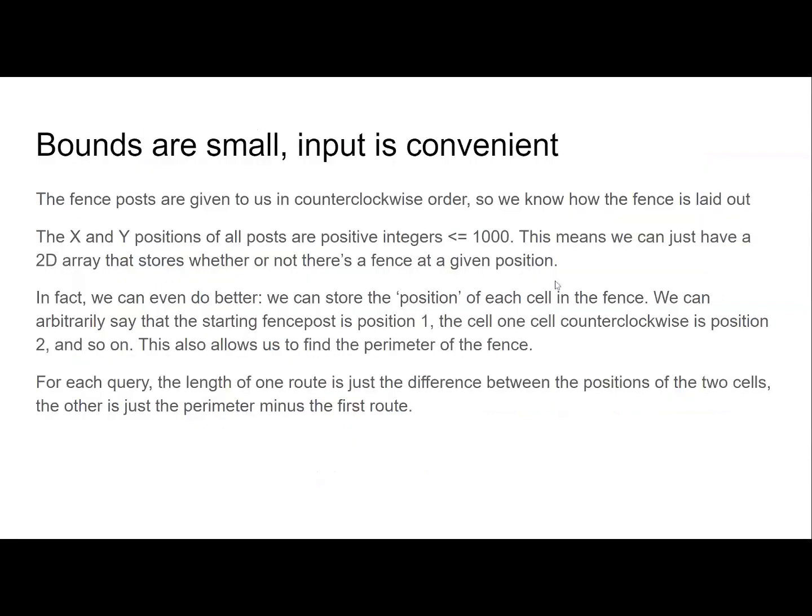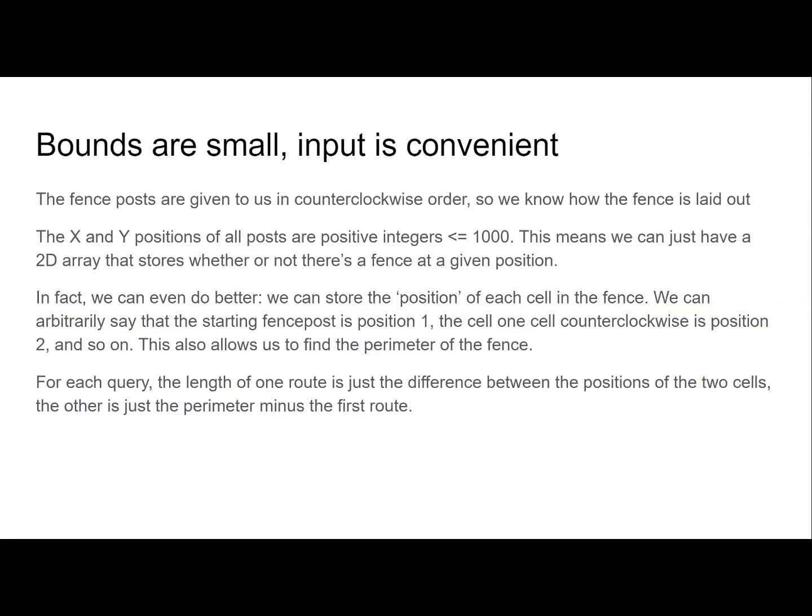So the solution for this is, well, the bounds are small, so you can just maintain the position of each fence. The input is really convenient. The fence posts are given to us in counterclockwise order, so we know how the fence is laid out, and the x and y positions are less than 1,000. So we can just have a 2D array that stores whether or not there's a fence at a given position. And we can actually do better than that, right? We can store the quote unquote position of each cell on the fence.